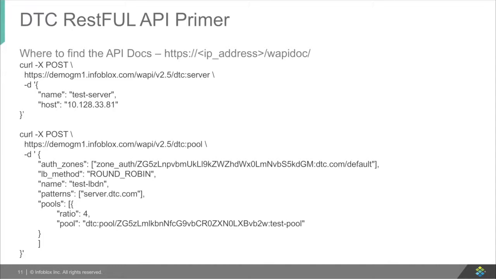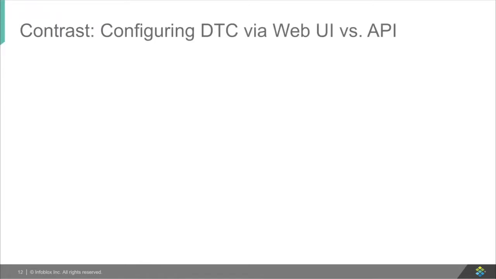And for each call that you make, you're going to get a reference ID. After you create it, those reference IDs will later be used in creating the pool and so on, which you can see down here at the bottom. But we'll cover that later in the demo. The next call was creating the pool. And then here we'll show you configuring DTC via the web versus the API.